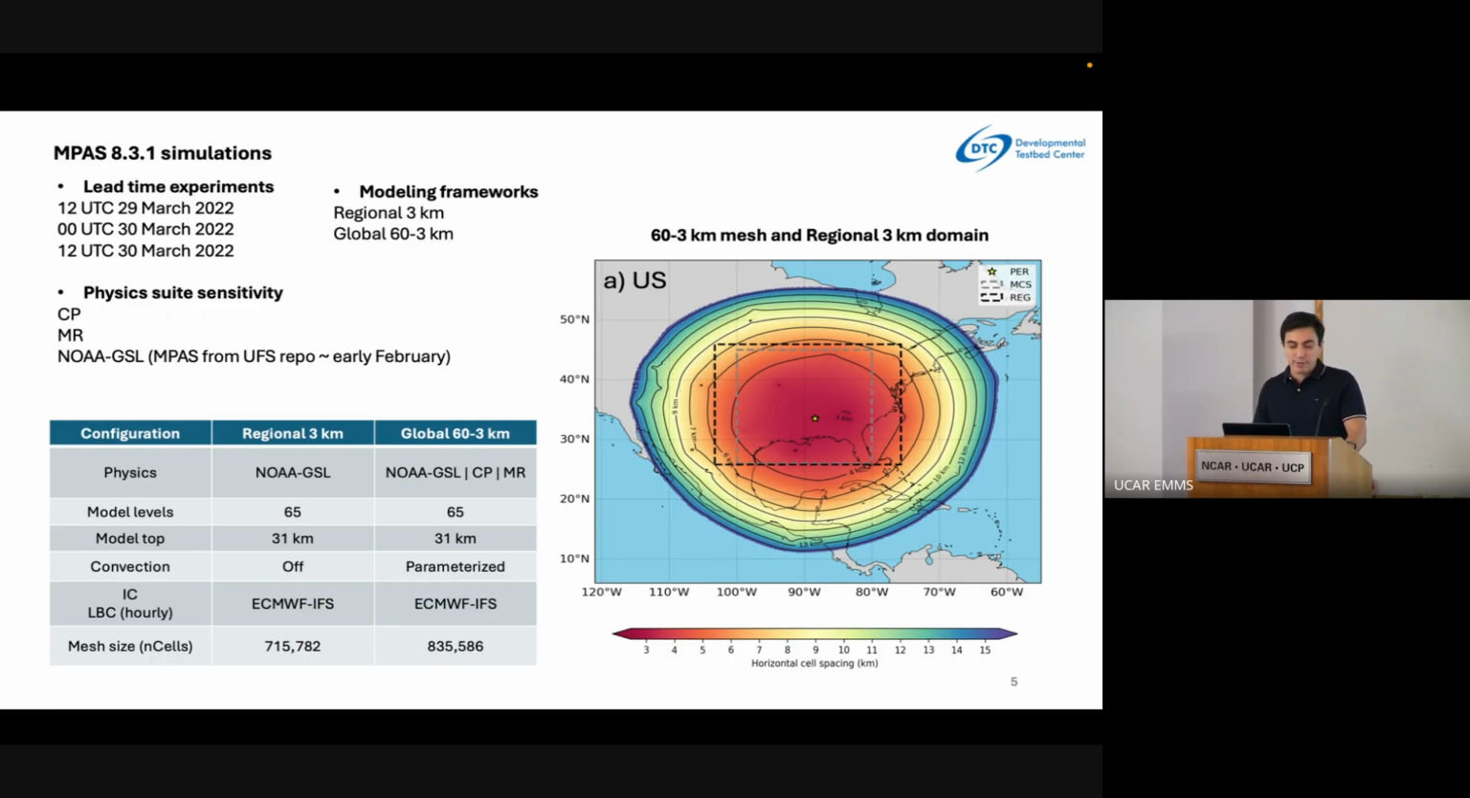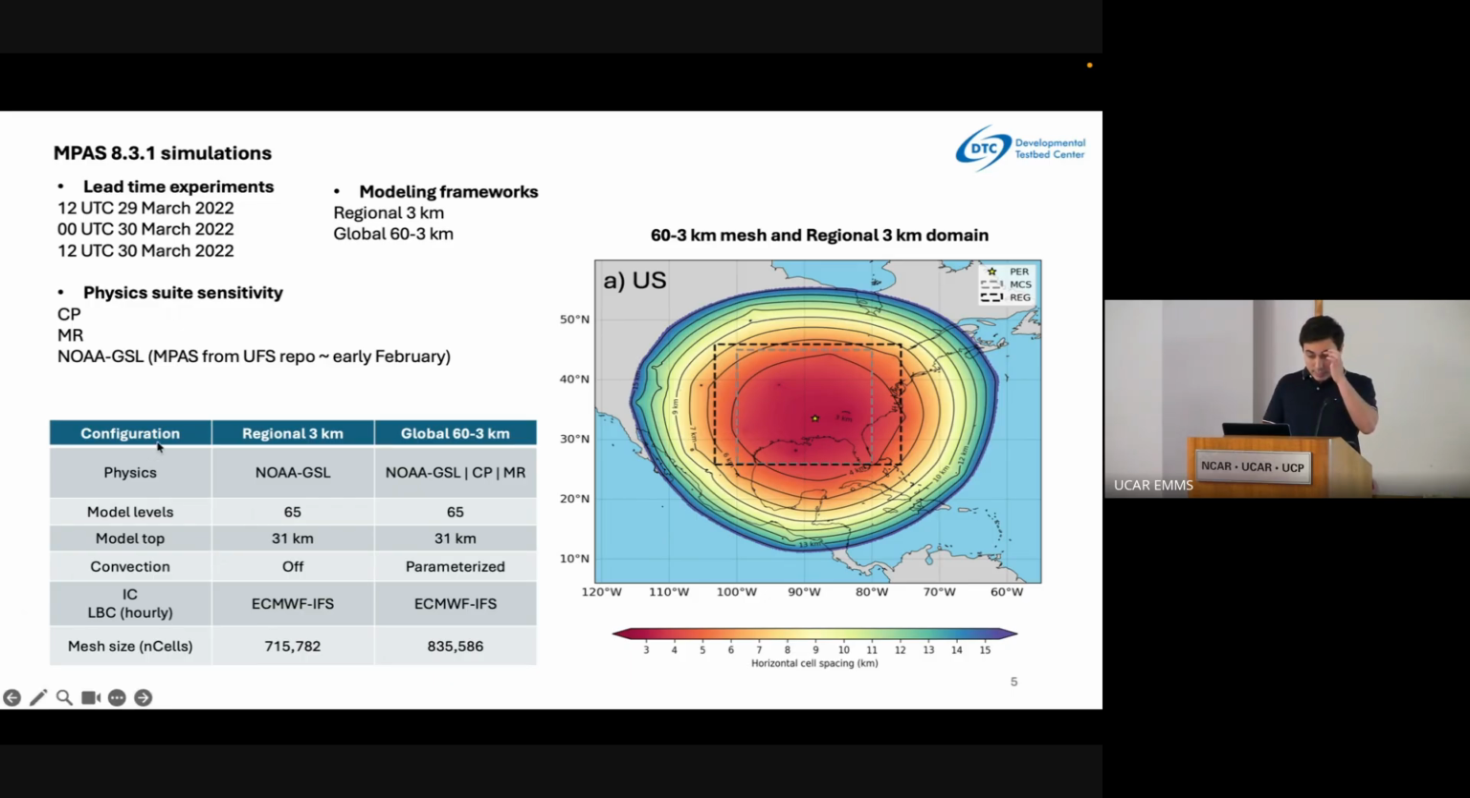And basically, for this case, I tried to ensure that we have the same amount of mesh size, or at least the same, to ensure a fair comparison in terms of computational resources. So here we have the other model configurations, like 65 model levels, with the model top set at 31 kilometers. In case of the regional run, we turn off convection. And for the initial condition, and in case of the regional runs, the lateral boundary conditions were provided from the ECMWF IFS.